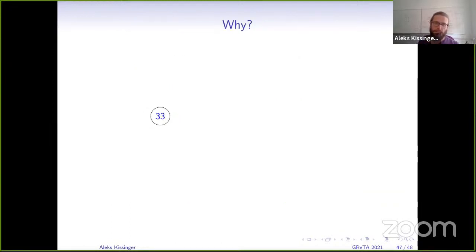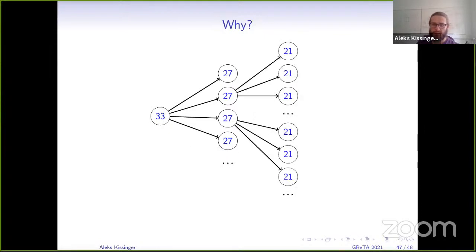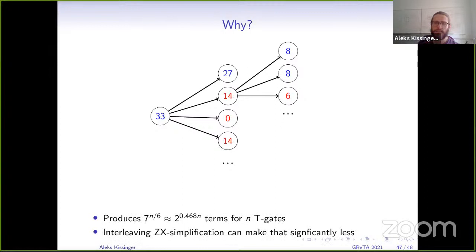Okay, so why? If I do my naive decomposition, say I have 33 T gates to start with, I'll get a bunch of terms which all have 27 T gates. And then each of those gives me a bunch of terms which all have 21 T gates, and so on. Well, if I actually interleave this with some simplification, then I can save myself a lot of work. Every time I get rid of one T gate, I'm saving myself exponentially much work down this tree. And this does actually work. This does actually work very well.